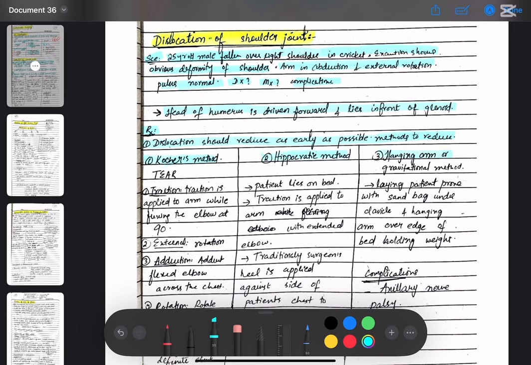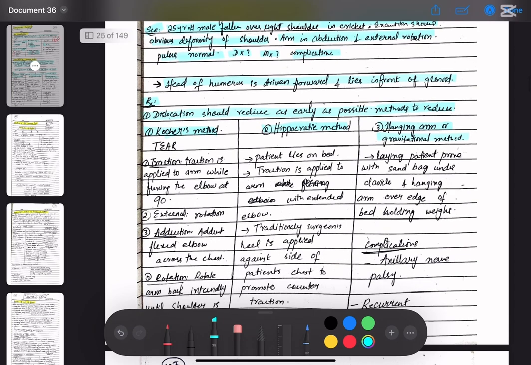What has happened is that a male has fallen over his right shoulder. Now the management should be provided as soon as possible. We have 3 methods for management: Coker's method, Hippocratic method, and hanging arm or gravitational method. Okay, now let's discuss each one by one.